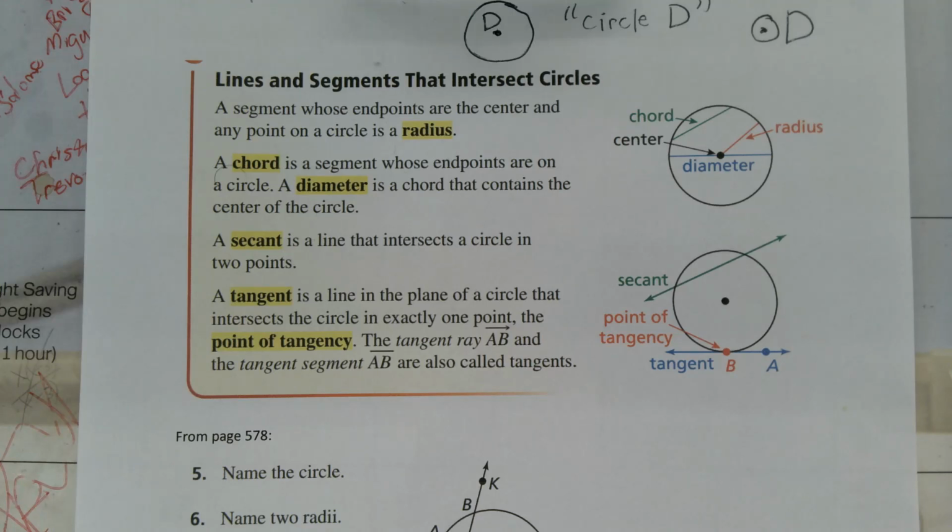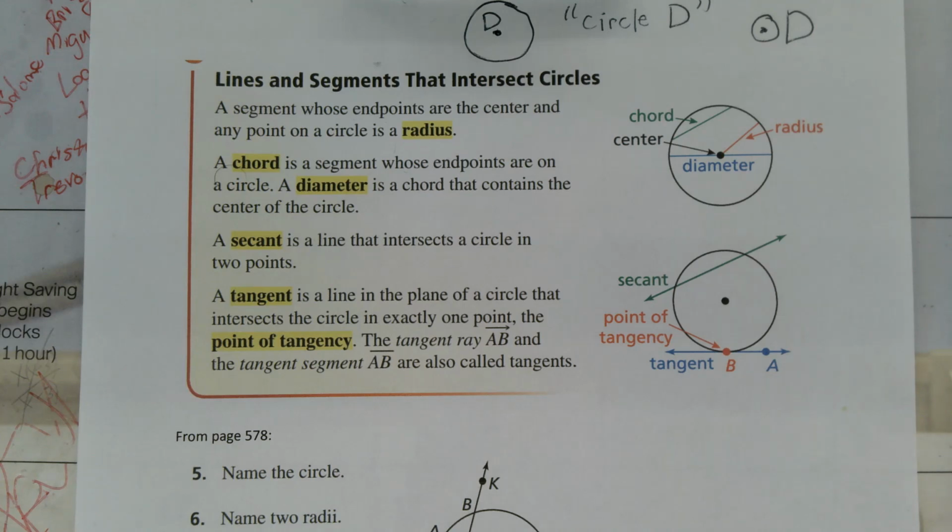Now a chord is a segment whose endpoints are on a circle. So you can see that we have a green chord up there. And I'm going over it now with the cursor. A diameter is a chord that also contains the center of the circle. So you see the diameter right there going through the center of the circle.